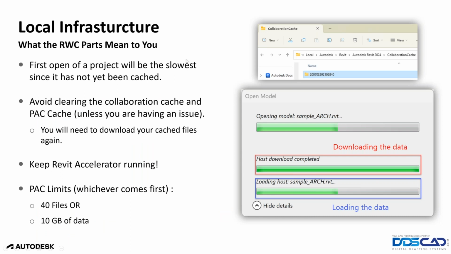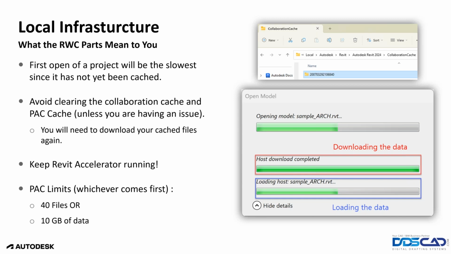Okay, so continuing on here, the first time you open a project will be the slowest. That's pretty much universal here. The reason for that is because the project likely has not been cached on your system yet. So, same as when you're creating your local from a central model on your server, on that first open you're going to have to basically copy all that data down to your machine. So that's going to take the longest.